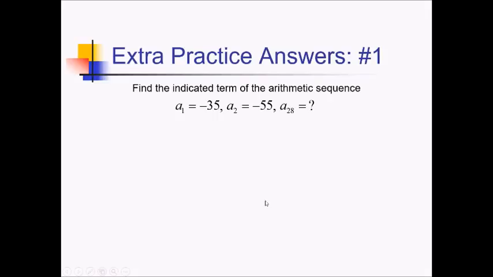This is the Pre-Cal Honors 8-1 Extra Practice Number 1 solutions on arithmetic sequences and series. On this problem, we're trying to find the 28th term of a sequence whose first term is negative 35 and second term is negative 55.